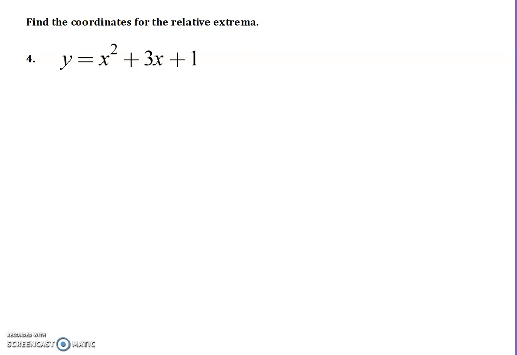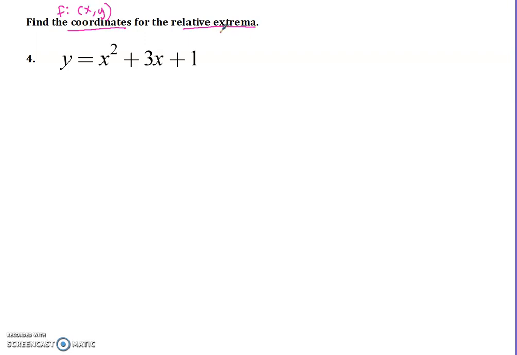For these next few problems, all we want to do is find the coordinates. So that means the actual ordered pair, because eventually what we're going to do is graph all of these functions. So we're going to need to know the specific point. So when they say find the coordinates, that means the x and y value. Okay, so remember, when it's the coordinates, when it's the y value, you need to use the regular function.